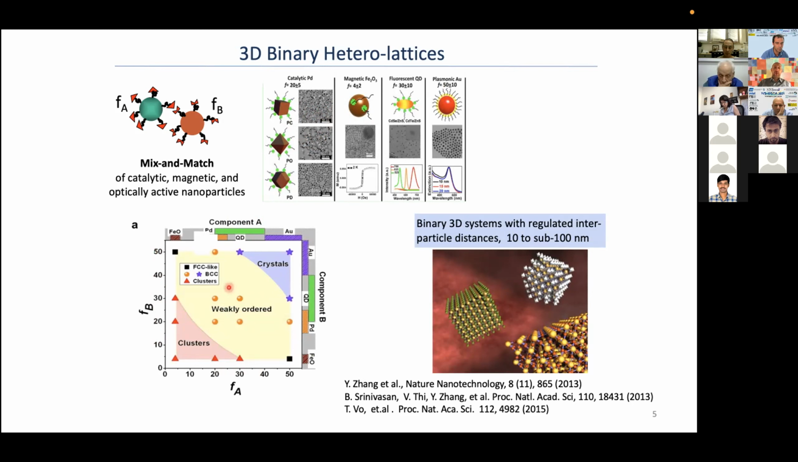From a materials point of view, this approach gives you the ability to have binary mixtures in different types of organization where you can pick functional elements, for example, a catalytic particle and a quantum dot. One can mix and match those components to build superlattices of two functionally different components. And through the design of the DNA shell, we can tune distances between the particles in the regime from 10 to sub 100 nanometers. That also allows us to diversify the structures by changing, for example, the relative size of particles.